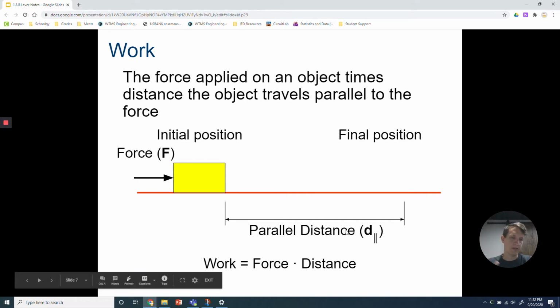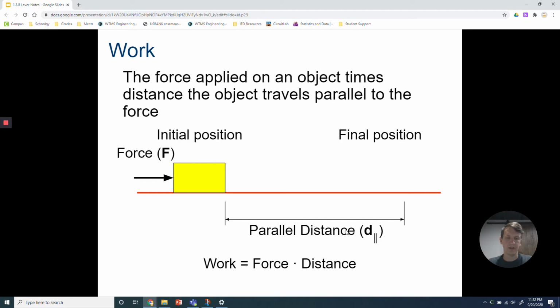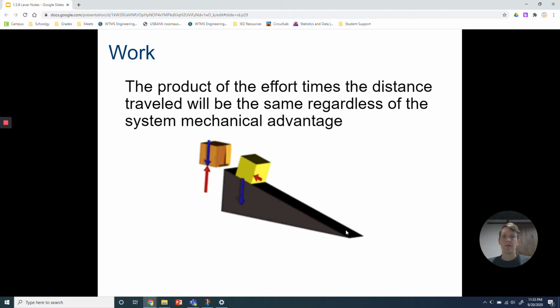So it gets complicated, but let's start simple here. The product of the effort and the distance forces travel will be the same, right? Regardless of which route you take, because of mechanical advantage. So we can't change the amount of work.